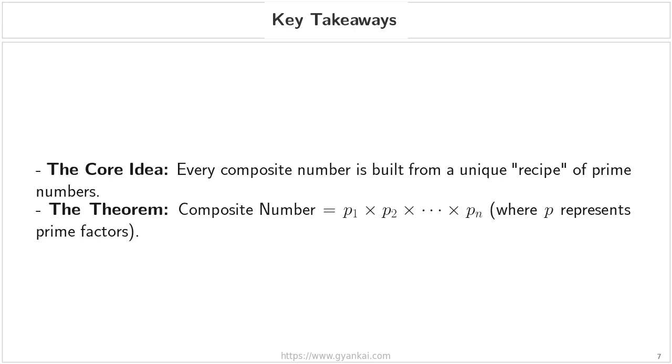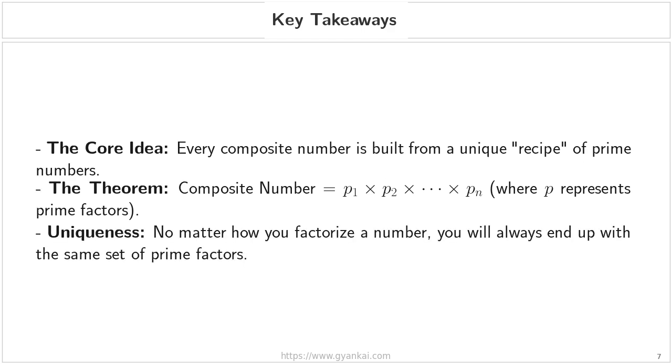To put this into a formal mathematical notation, the theorem tells us that any composite number is equal to p sub 1, multiplied by p sub 2, and so on, up to p sub n, where each of these p's represents a prime factor. It is essentially a mathematical way of writing out that recipe.